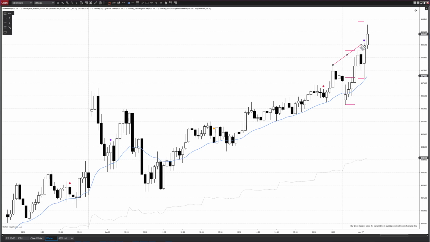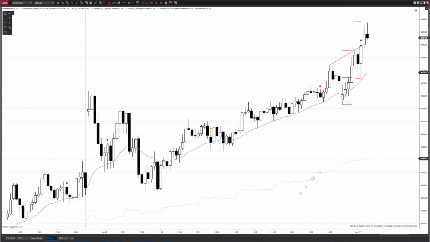So that's 3 pushes up. So right now we are getting to the point where if we're long, we want to start looking for an exit. And there we go. We reach the measured move target. And look at what happens.